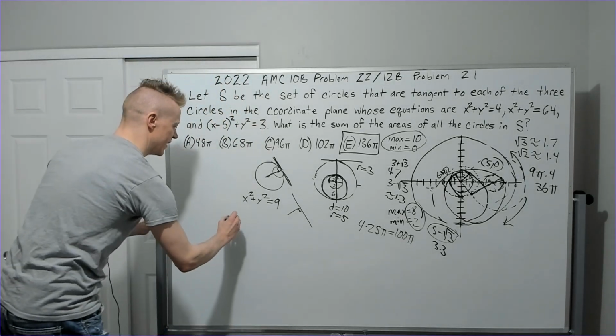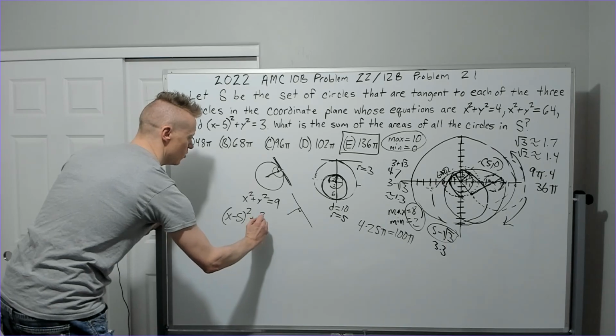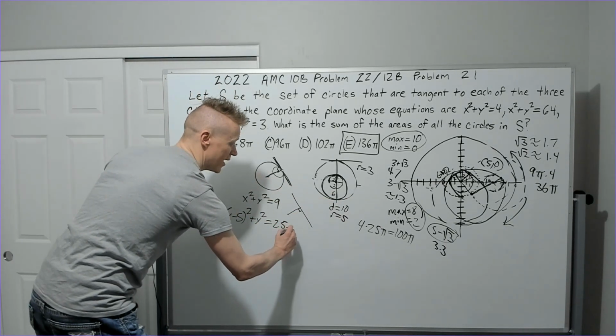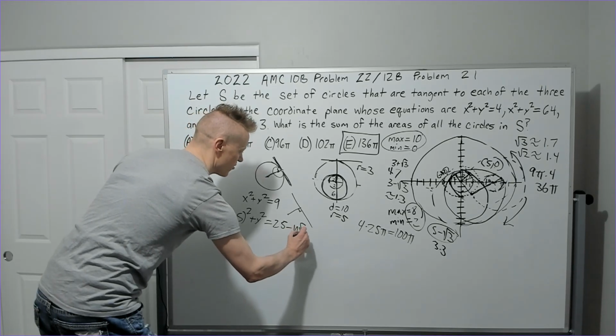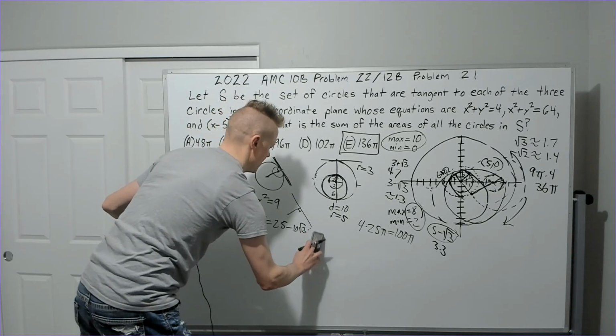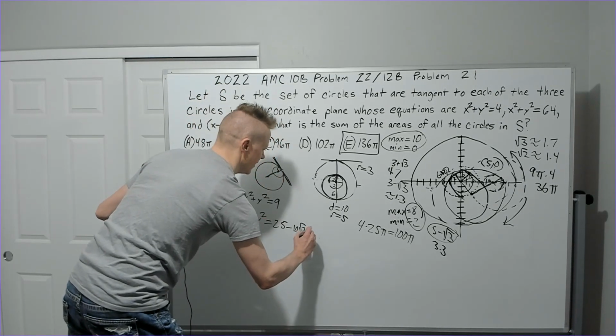What would that look like? It would be x minus 5 squared plus y squared equals, square that, 25 minus 10 rad 3 plus 9. I'm sorry, plus 3. I was thinking square root of 9, but yeah, just plus 3.